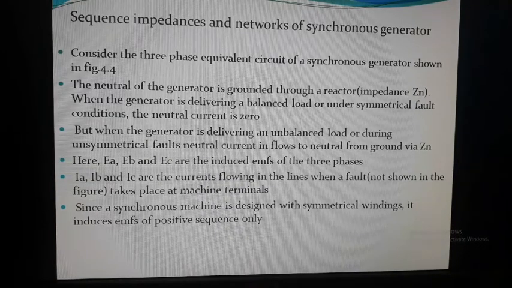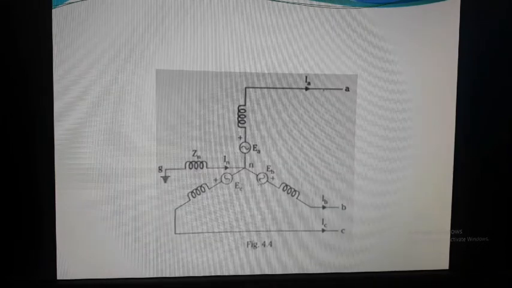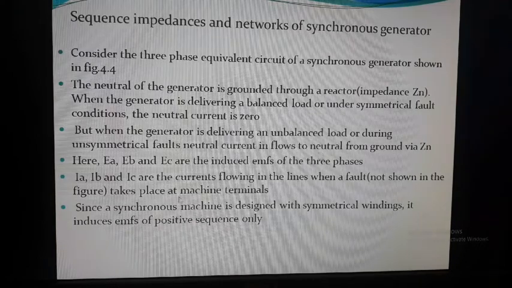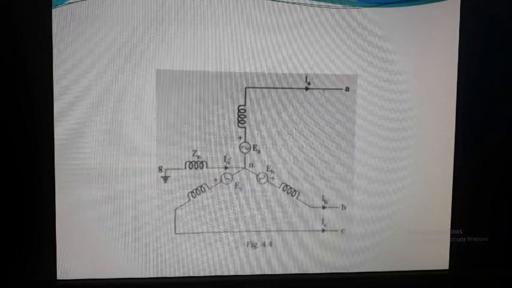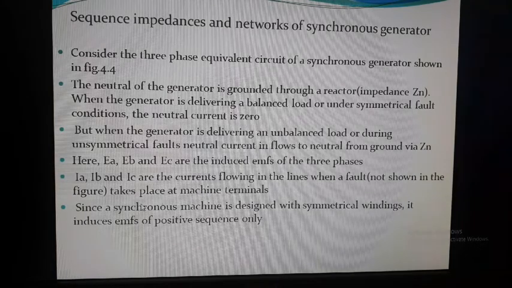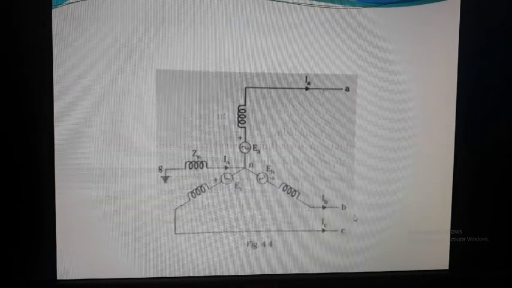Here EA, EB and EC are the induced EMFs, and IA, IB, IC are the currents flowing when the fault occurs. The fault has not been shown here. When the fault occurs, the line currents are represented as IA, IB and IC. Since the synchronous machine is designed with symmetrical windings, it induces EMFs of positive sequence only.